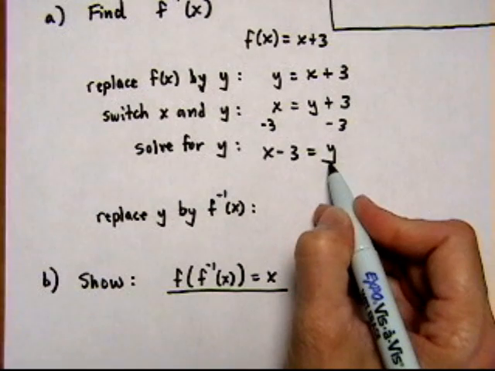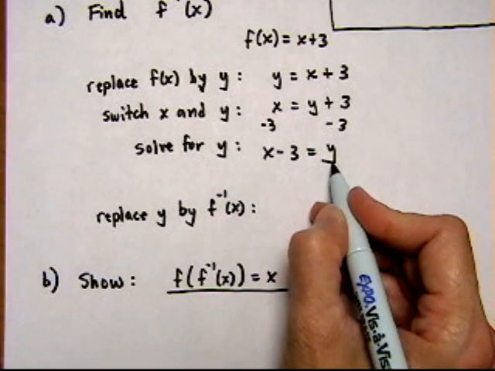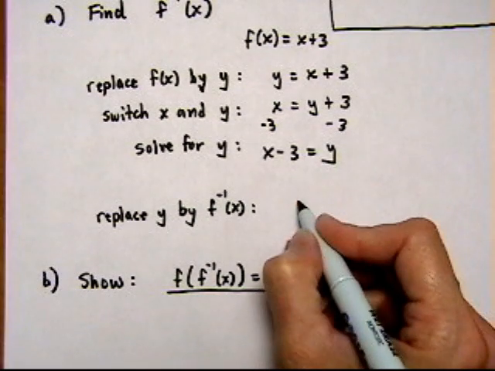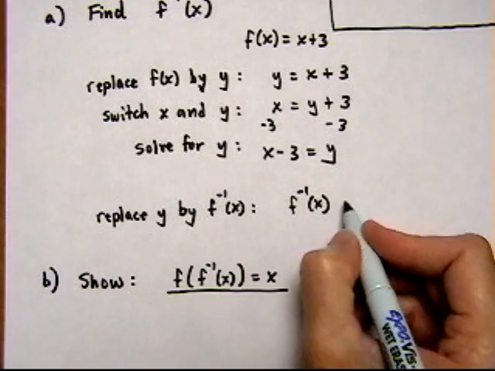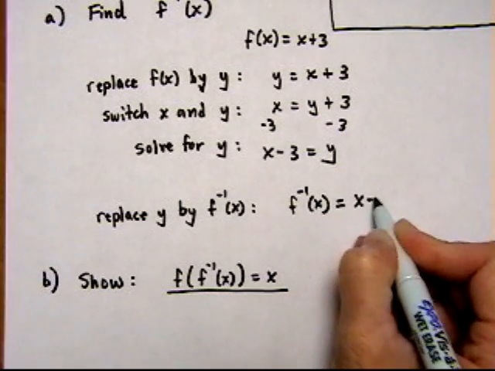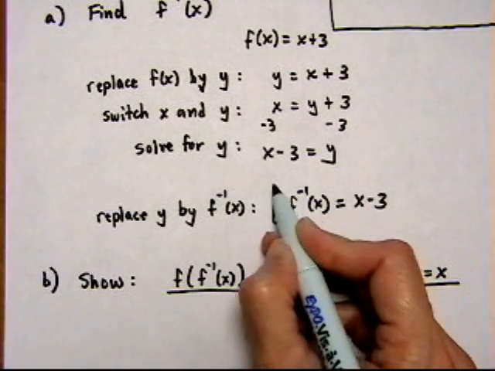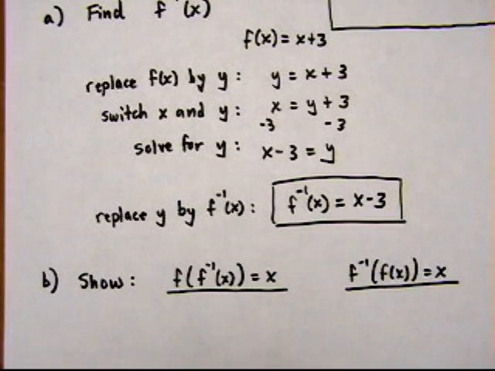Then we replace this y by f inverse, because this will be the inverse function of f, and I'm going to write it on the left side instead of the right side. So now the inverse of f, or f inverse, is equal to x minus 3. And that right there is how you get the inverse of a function.